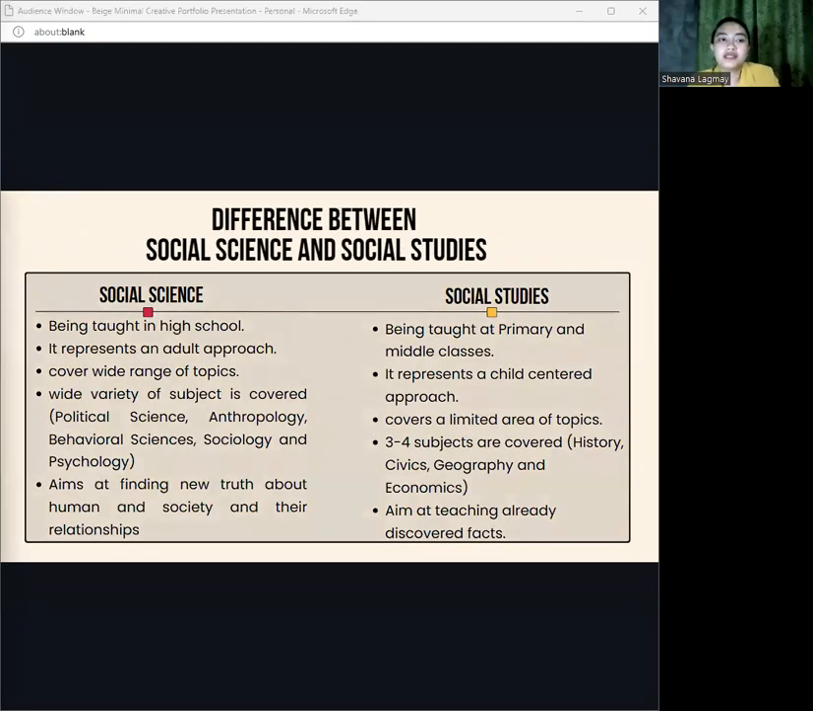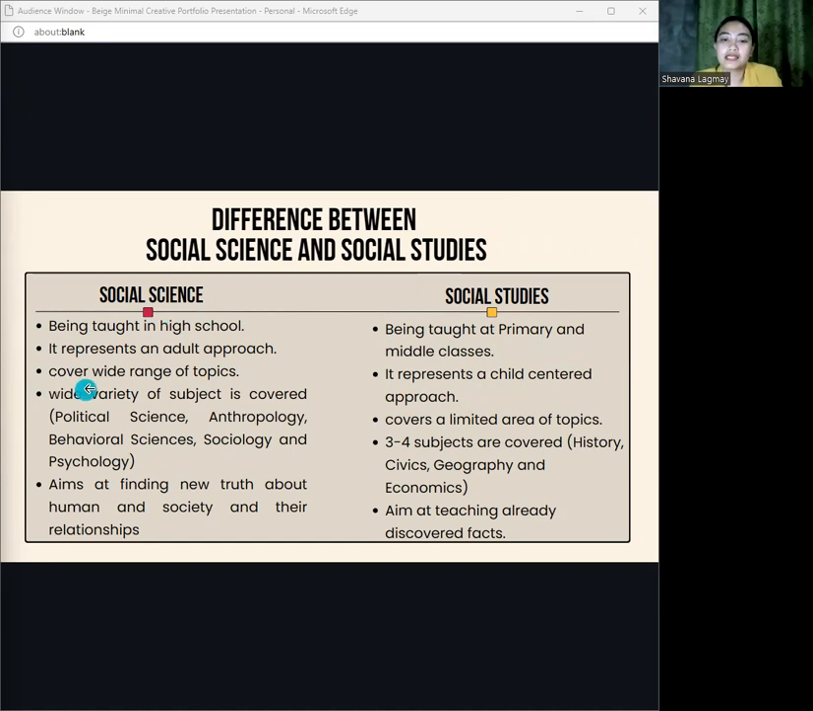So now, let us discuss the differences between social science and social studies. So I prepared a table here so that we can differentiate both social science and social studies. So the first one is, social science is being taught in high school, while social studies is being taught at primary and middle classes. Okay. And second, social science represents an adult approach, while social studies represents a child centered approach. So let's go to the third one.